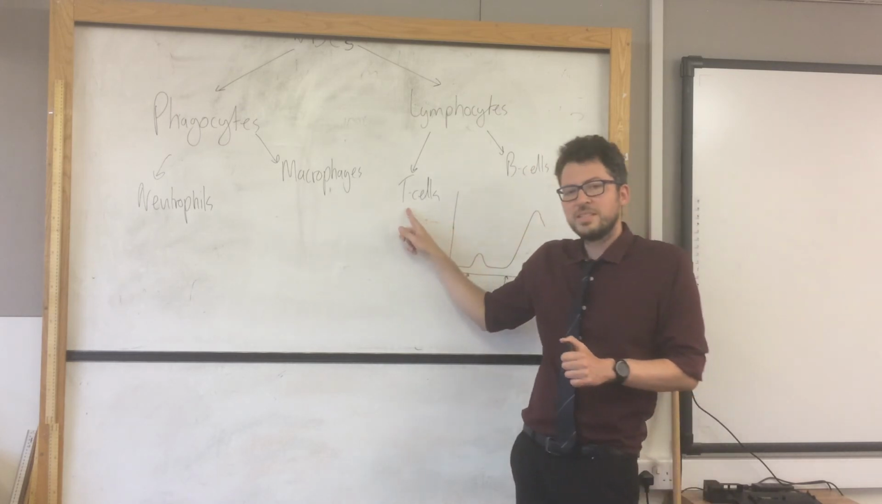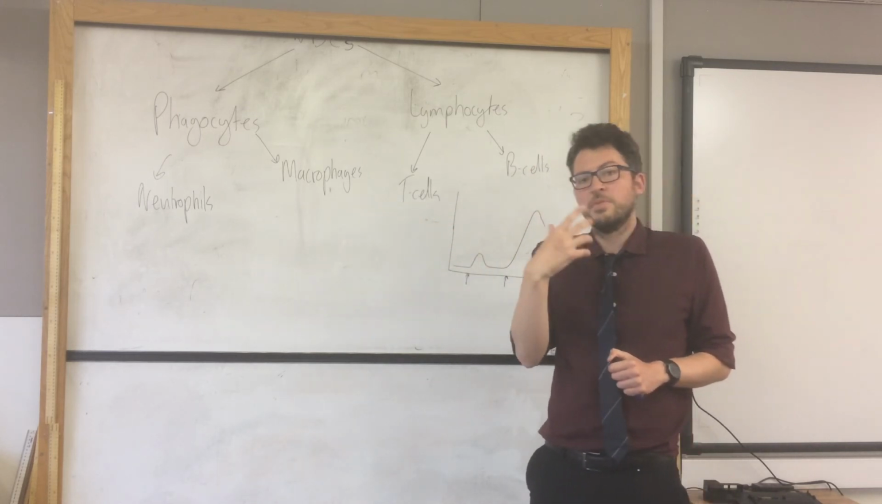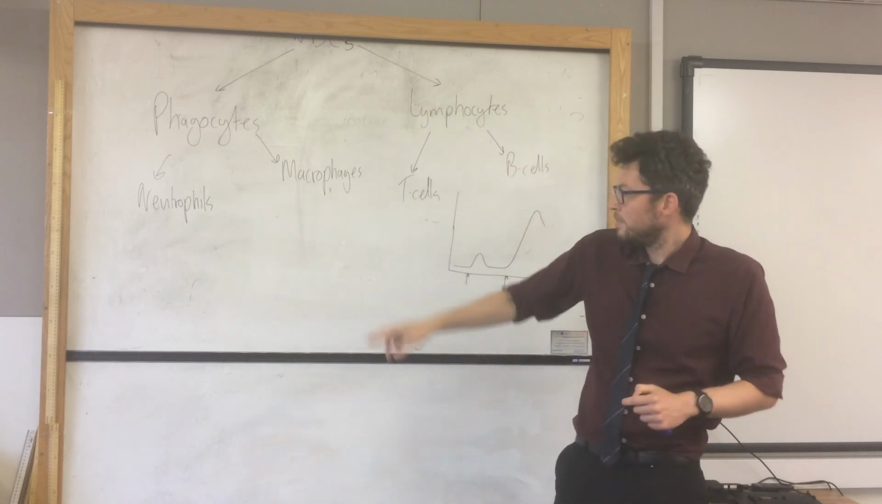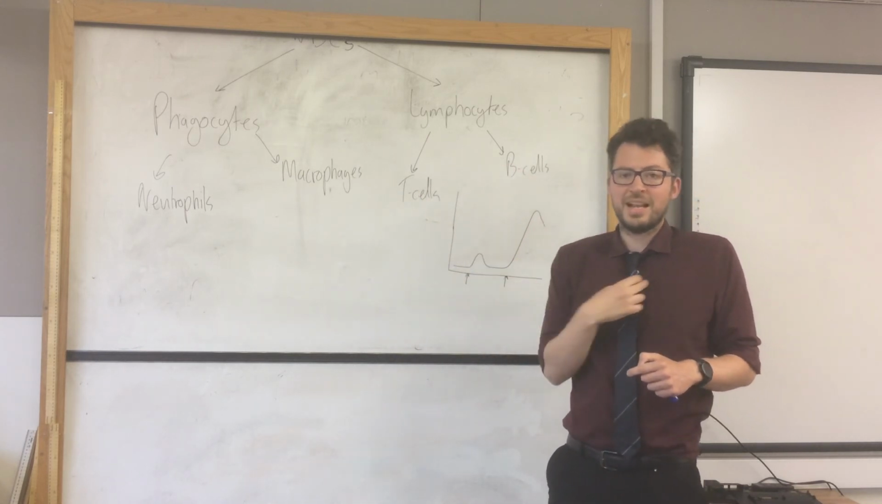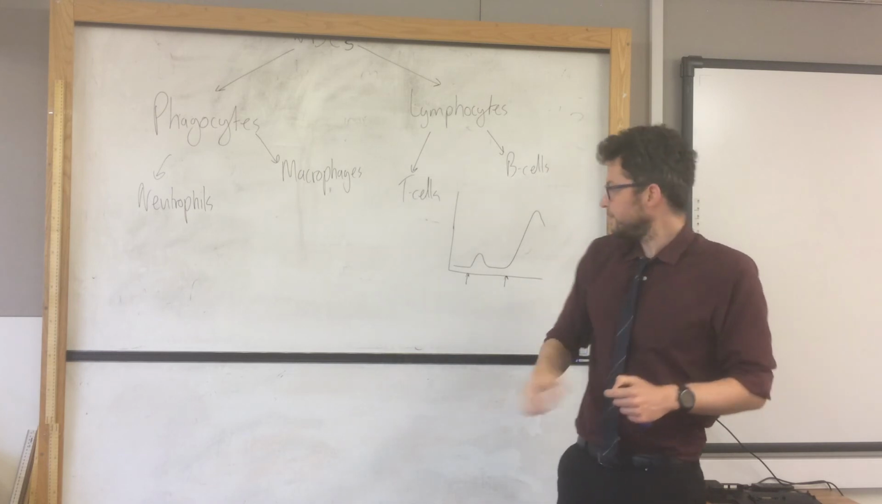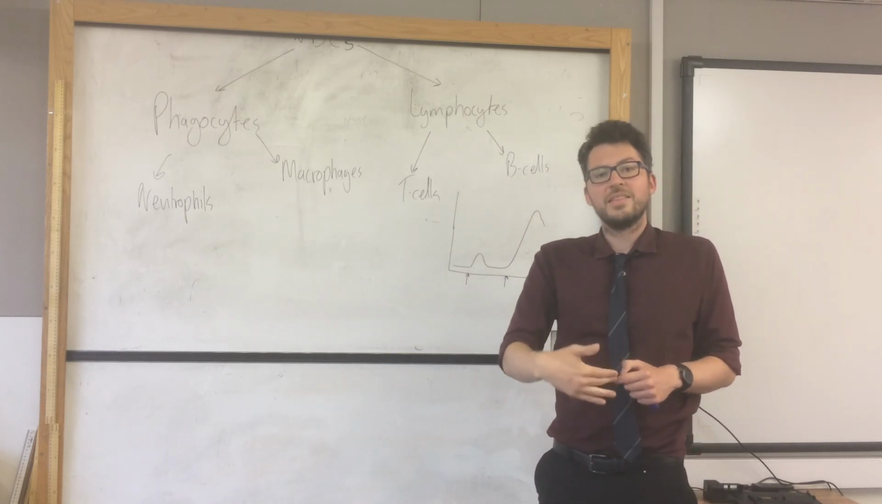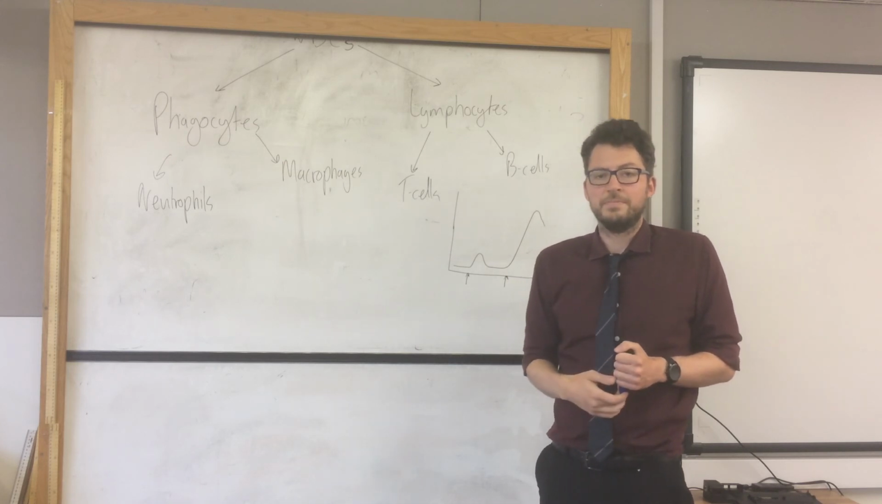T cells, the reason they're called T cells is because they mature in the thymus. All of these cells are produced in the bone marrow, but T cells mature in the thymus, which is the gland just above the heart, whereas B cells, they are produced in the bone marrow and they also mature in the bone marrow.